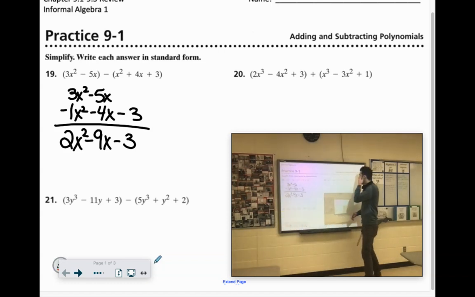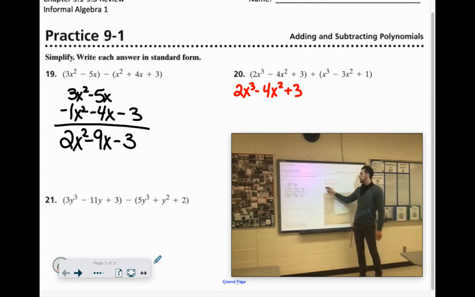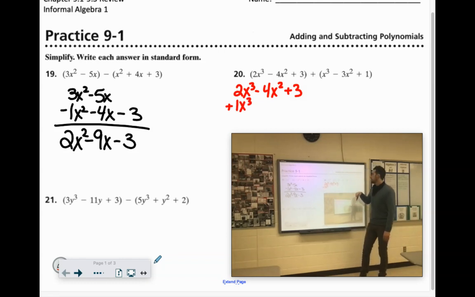All right, we have enough. This one's addition, so we don't have to change anything. 2x to the third minus 4x squared plus 3. We'll stack these in the appropriate columns. So we'll have 1x to the third. We'll put it with our other x to the thirds. We have negative 3x squared. And then we have the plus 1.